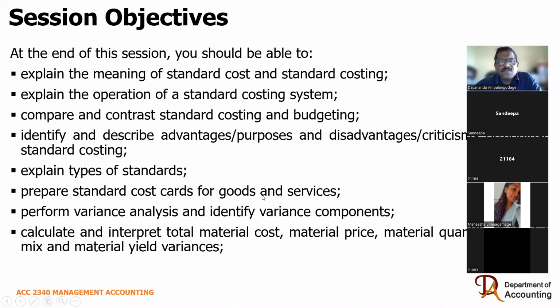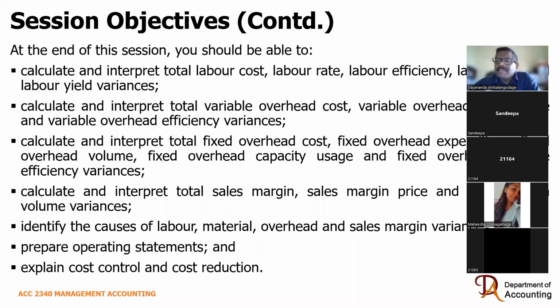Prepare a standard cost card for goods and services, perform variance analysis, and also calculate and interpret different variances, maybe material price variance, material usage variance, mix variance, yield variance. Then we calculate the labor related variances, of course labor cost variance, rate variance, efficiency variance, mix variance, yield variance. Then we will be calculating total variable overheads and the variable overhead efficiency variance, and also fixed overheads.